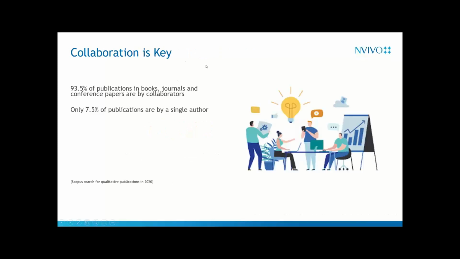We also know that working together and collaborating on your publishing and your research is very common. So again, looking at the Scopus data, we found that 93.5% of publications are with collaborators and only 7.5% are with a single author. So that was pretty interesting to us. So this is our last poll, so hang in there. We just want to learn from you. Do you collaborate when you work with writing a journal article? So if you don't mind doing that.